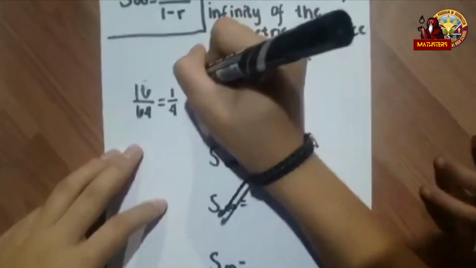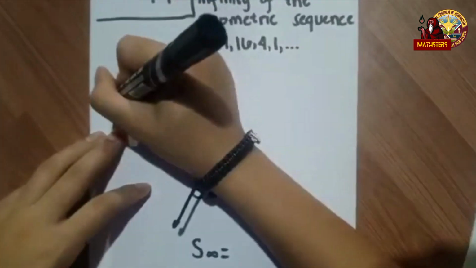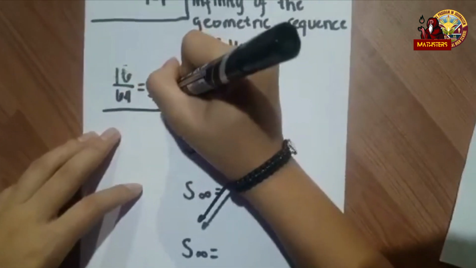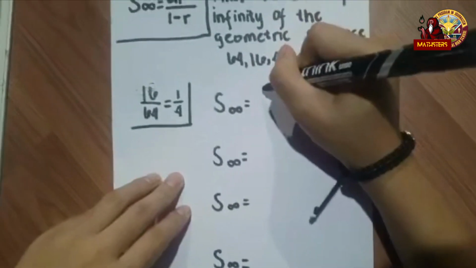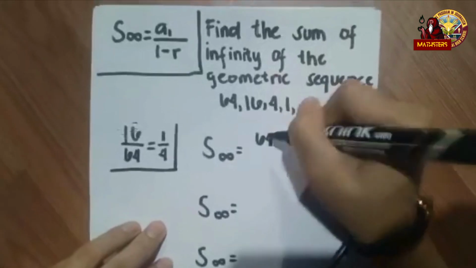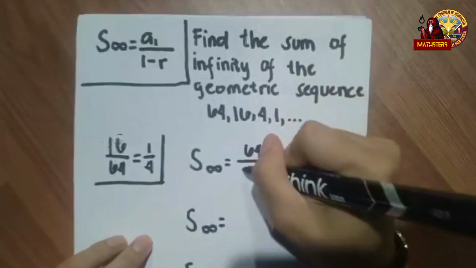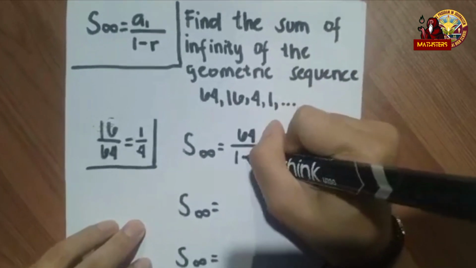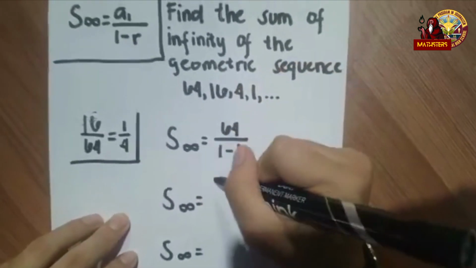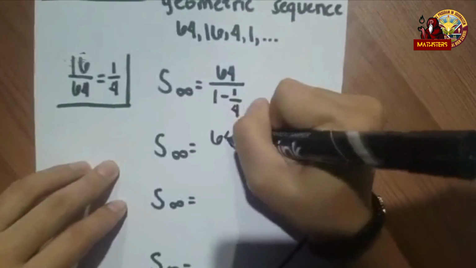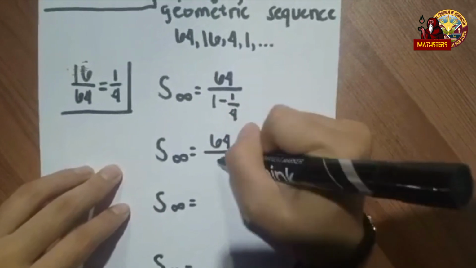As what I always say, replace the values of a sub 1, which is 64, at ang ratio na 1/4. Isusulat na natin ang formula para mayroon tayong guide. Una, sum of infinity equals 64 over 1 minus 1/4. After, uunahin muna natin na isubtract ang 1 sa 1/4 and we get the answer na 3/4.